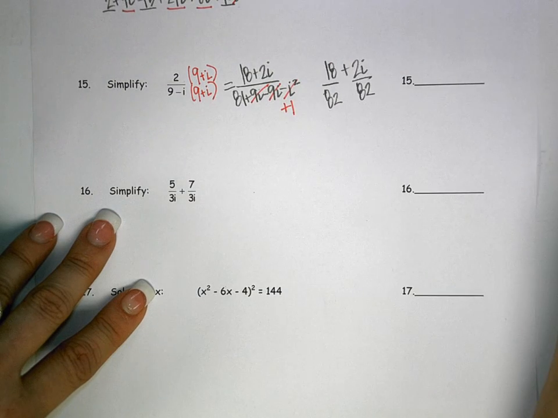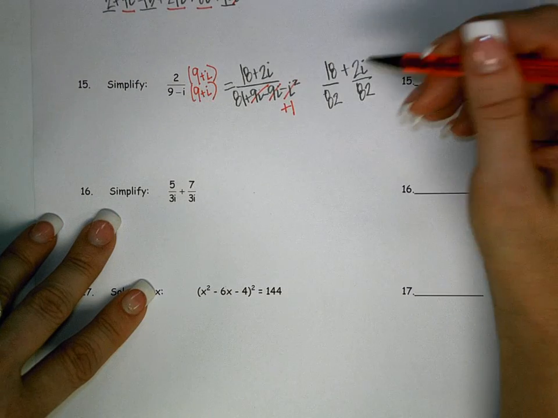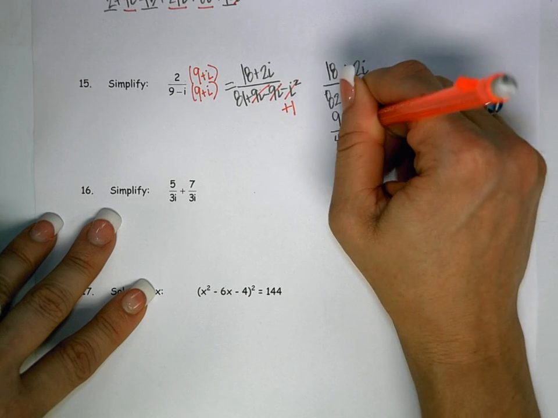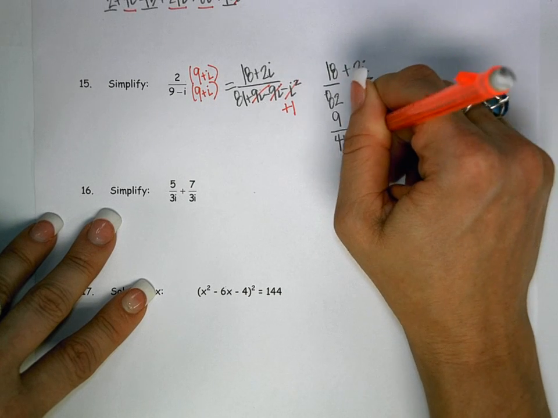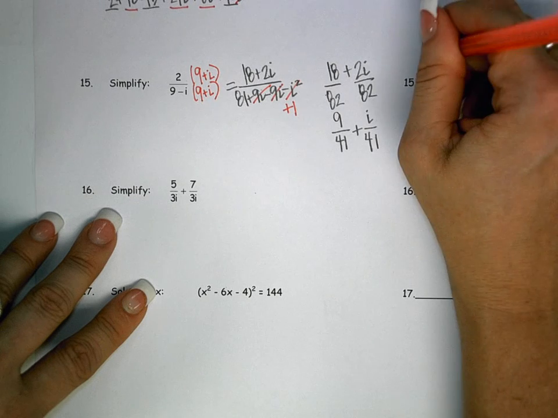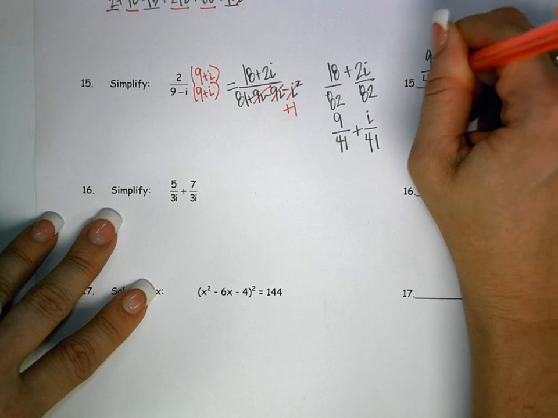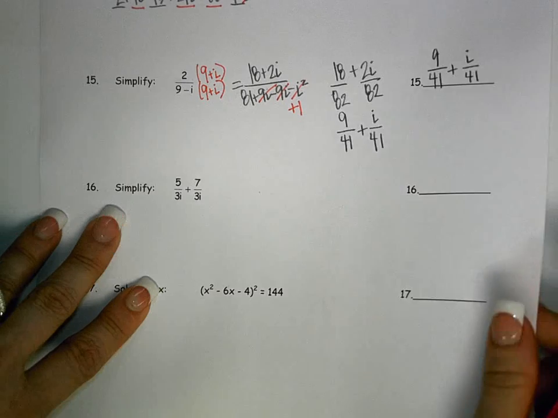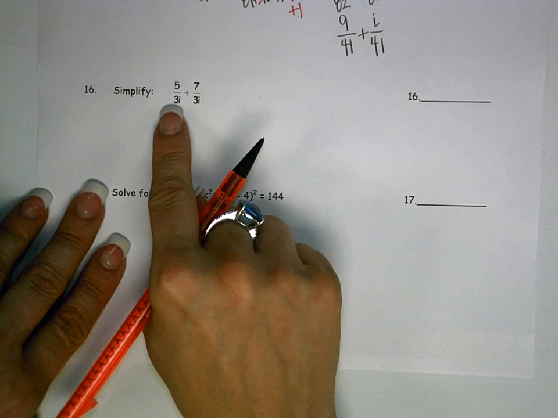And then reduce. If you reduce this, I know 2 goes into both of them, so that's 9 over 41 plus i over 41. Leave them separated. It's a little bit easier to read the multiple choice answers that way. So both separated.